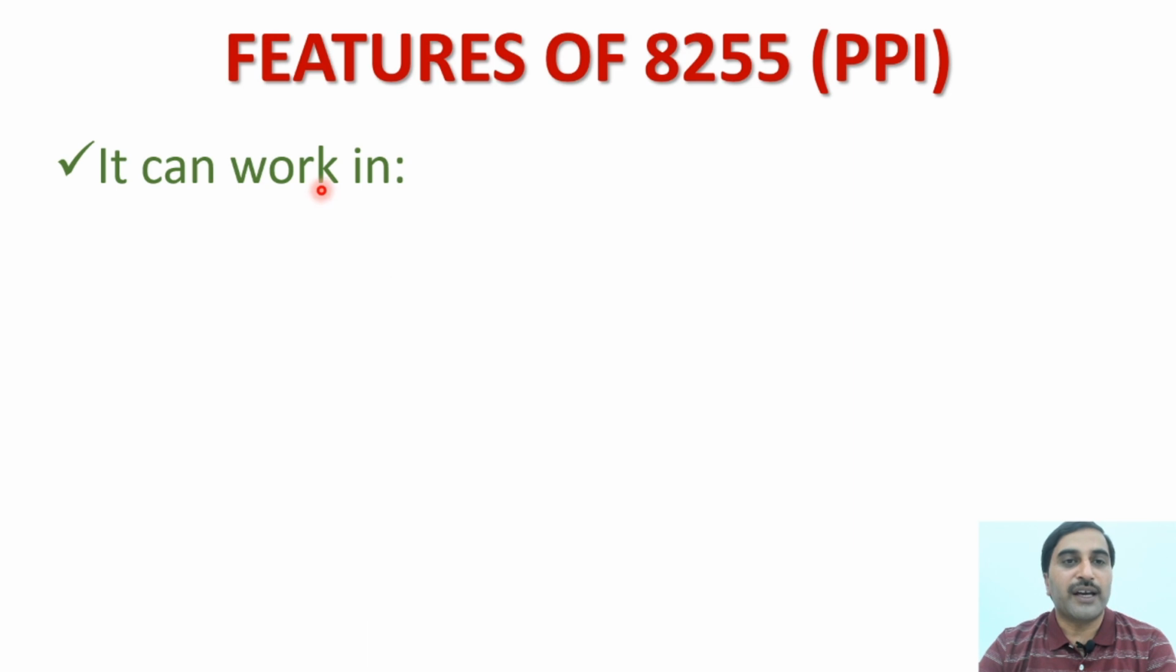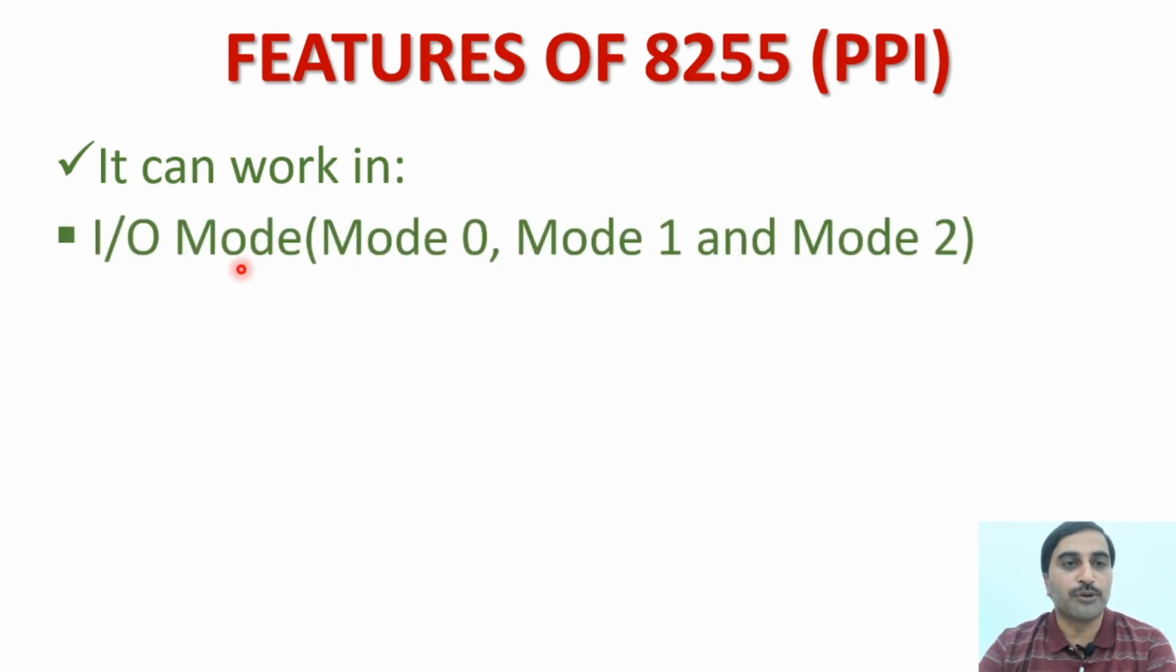8255 can work in 2 modes, input-output mode or BSR mode. Input-output modes are of 3 types, mode 0, mode 1 and mode 2, while BSR stands for bit set reset mode, and we will discuss these modes in detail in a separate session. And we are moving to the basic block diagram or the architecture of the 8255.